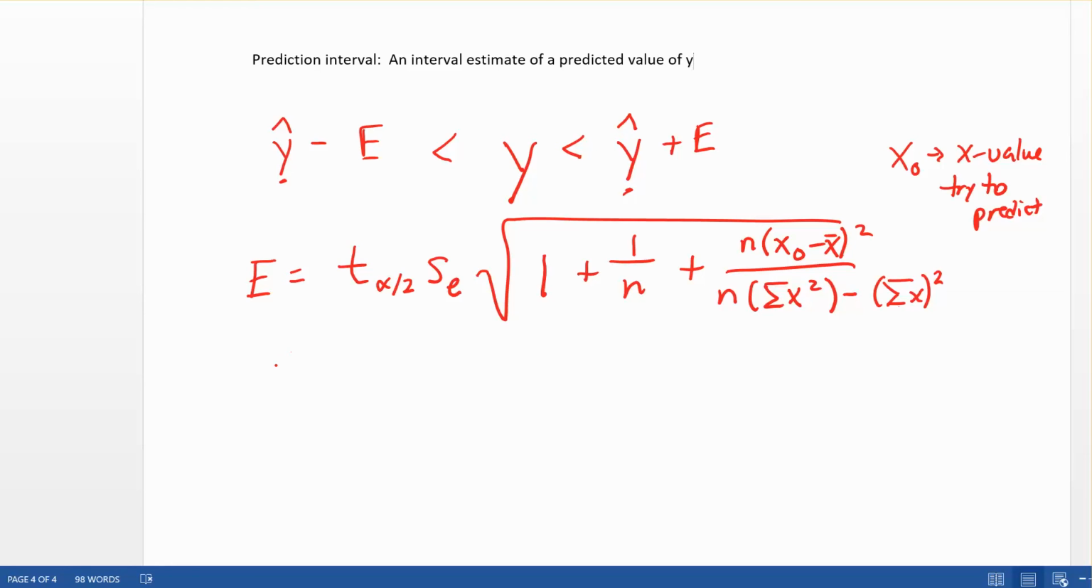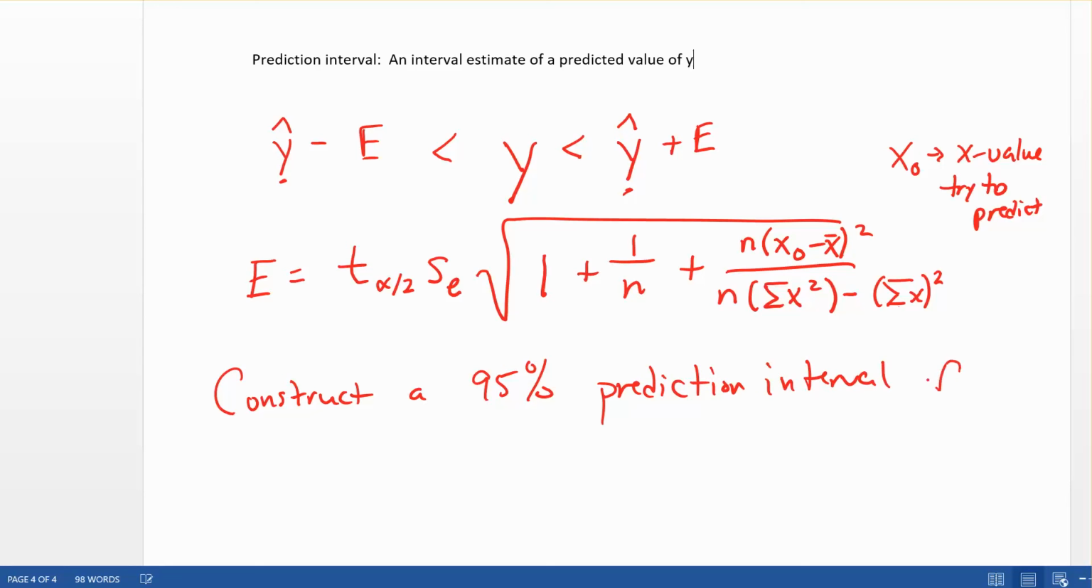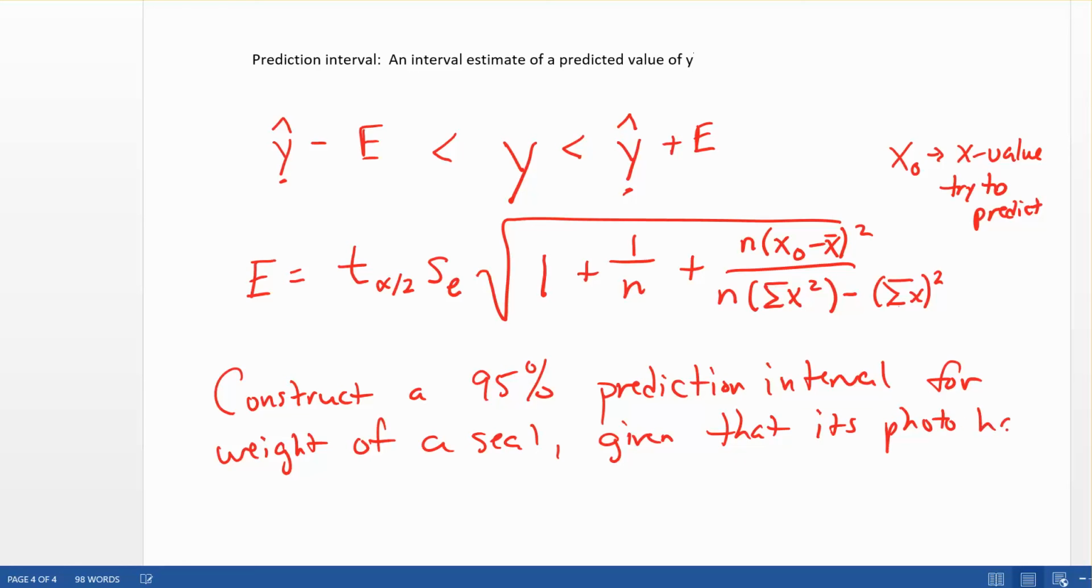And so for the problem that we're working with, let's say that we're asked to construct a 95% prediction interval for the weight of a seal, given that its photograph has a length of 9 centimeters.